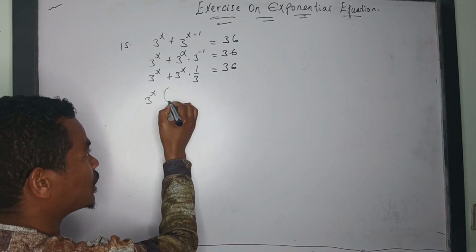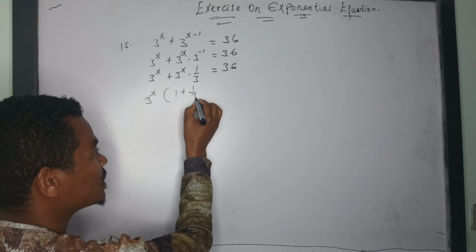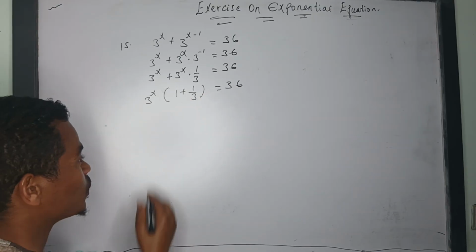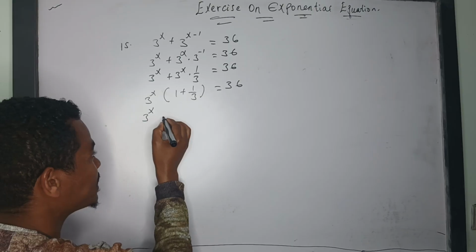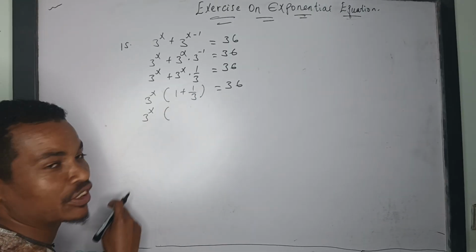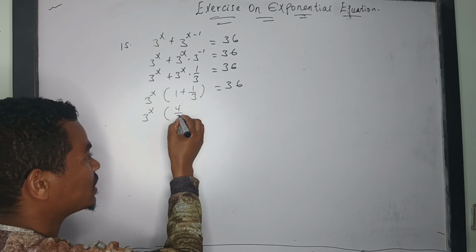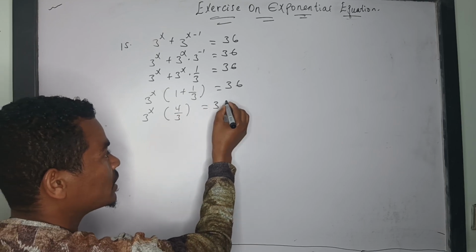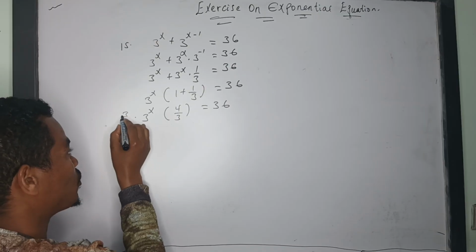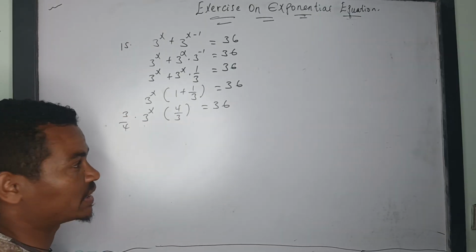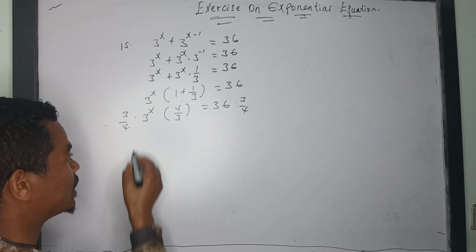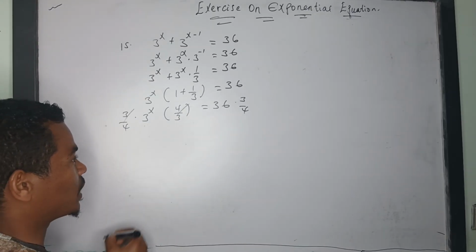So the common factor for this one is again 3 the power of x into 1 plus 1 over 3 ይሆናል, which is equal to 36. So this is the same with 3 the power of x into 1 plus 1 over 3 is 1 times 3 is 3, 3 plus 1 is 4, that is 4 over 3 is equal to 36. So just multiply both sides by 3 over 4, the reciprocal of 4 over 3, 4 over 3 times 3 over 4. This cancel by this one.